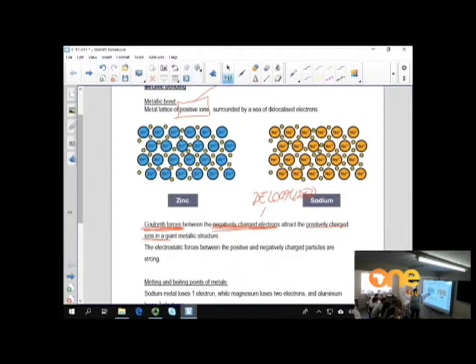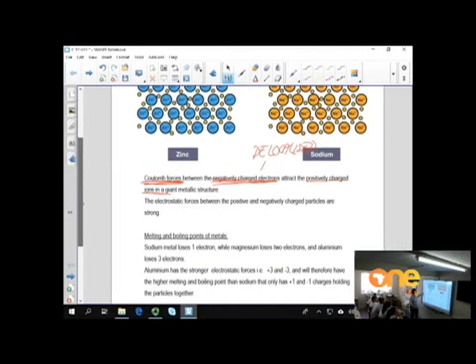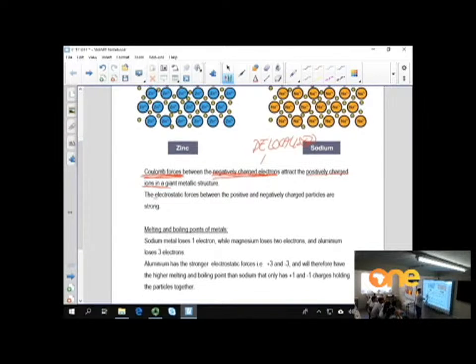But remember, there's electrostatic forces between positives and negatives. This is a piece of zinc. That is what it looks like. That is the bond. The attractive force between the positives and the negatives. So we say the electrostatic forces between the positive and negatively charged particles are strong.